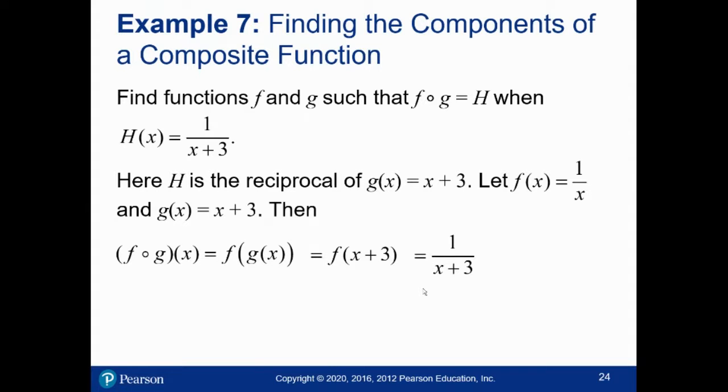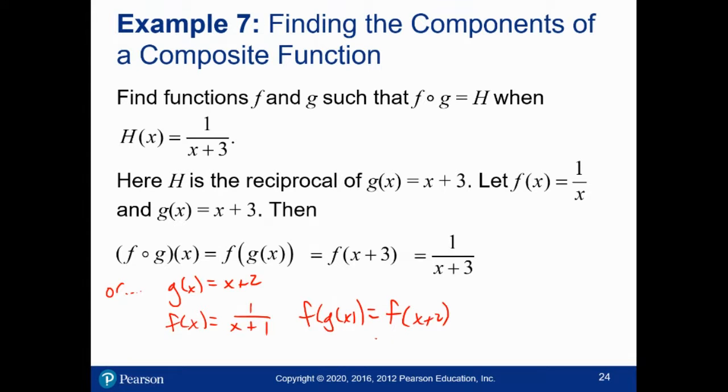An alternate way that you could do this: maybe g of x isn't x plus 3, it's x plus 2. But then f of x is 1 over x plus 1. Then what's f of g of x? We would take x plus 2 and plug it into f, which says 1 over the input plus 1, and now I have 1 over x plus 3, just like we wanted. So again, we can see there's not a unique solution here. There are many ways we could do this.